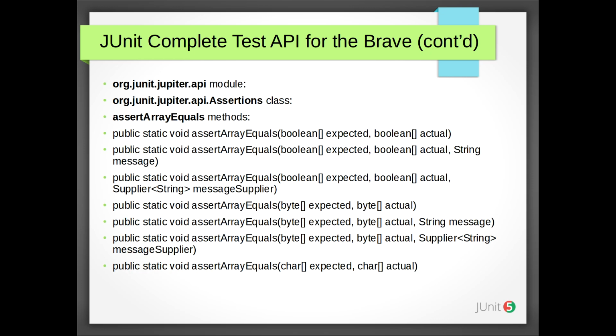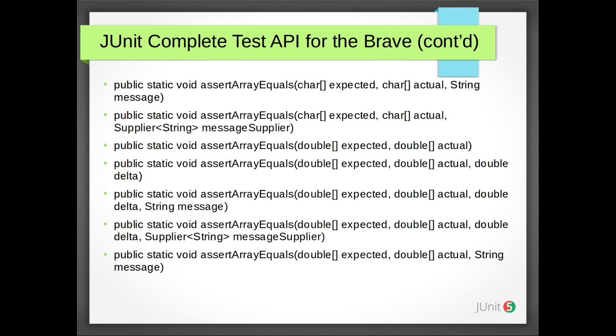Alright, next is the overload for the assert array equals methods. Let's take 30 seconds. You can see that we got all primitive types of arrays, etc. And I think we have object arrays as well. Next slide for assert array equals.